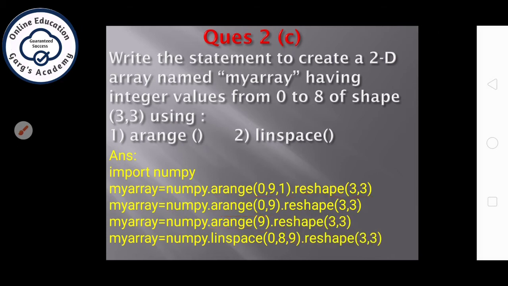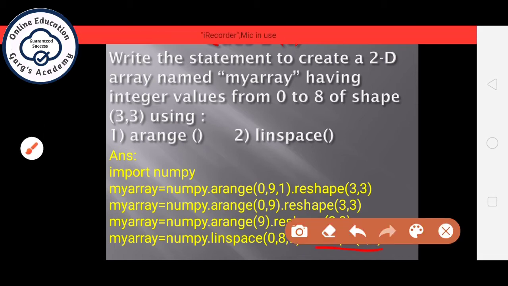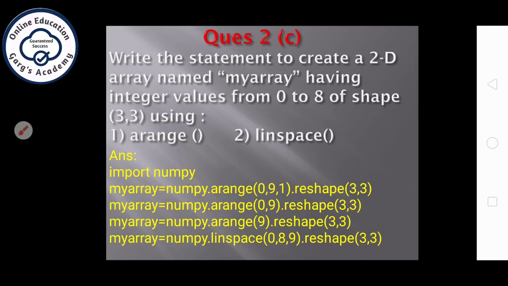Now let's see the linspace function, how it will work. It will work in this way, means it will take 3 arguments 0, 8, 9, means you have to take 9 values between 0 to 8 which are linearly spaced. After creating the array, again we will reshape it using the reshape function.